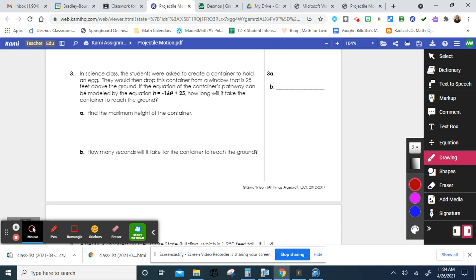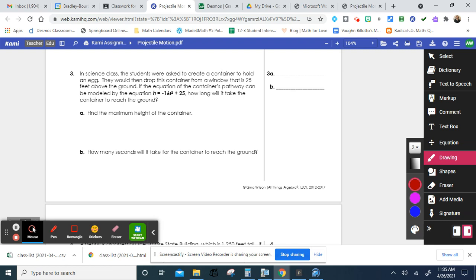Okay, we have about 6 minutes, so let's try to get through number 3. In science class, the students were asked to create a container to hold an egg. They would then drop the container from the window that is 25 feet above the ground. If the equation of the container's pathway can be modeled by h equals negative 16t squared plus 25, how long will it take for the container to hit the ground? Well, why don't you take a guess real quick? What could be the maximum height of the container?